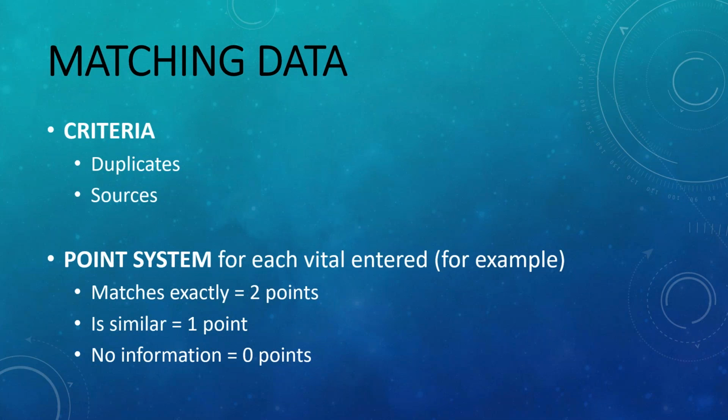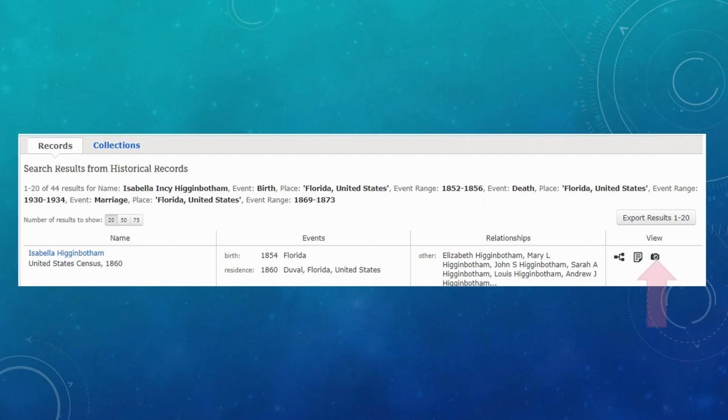So let's go ahead and I'll give you an example of what that looks like and how I discovered this. When you do a search, and here's just an example of a search on Isabella Higginbotham, over here on the right, I can actually export these results into a spreadsheet.